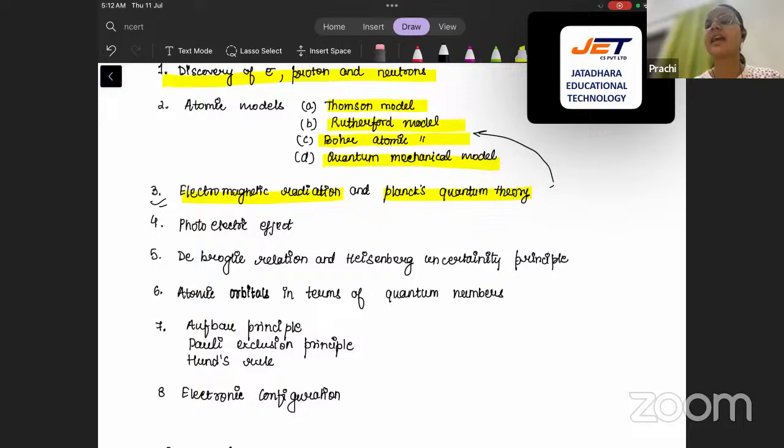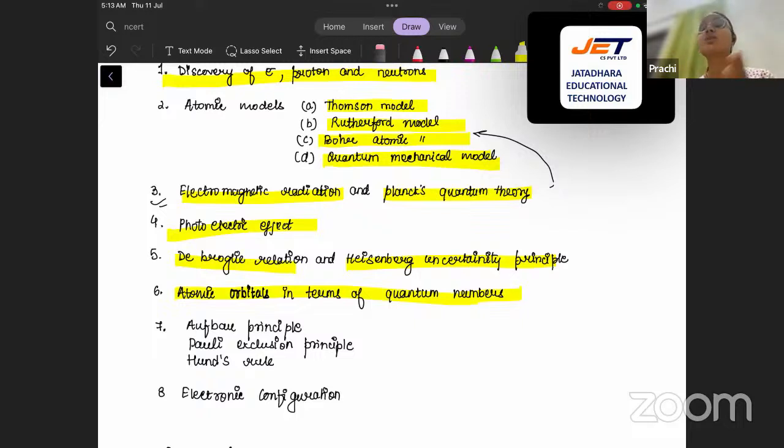So, then after that, we will learn about the photoelectric effect. And then we will see what is the de Broglie relation and Heisenberg uncertainty principle. So, once we learn about that, then finally we will come to the quantum mechanical model. And then after learning about the quantum mechanical model, we will learn about what is the value of n, l, m, and ms. So we will learn about the quantum numbers, and then we will learn about the atomic orbitals in the terms of quantum numbers, which is a very important part.